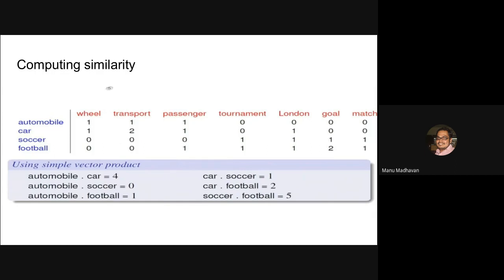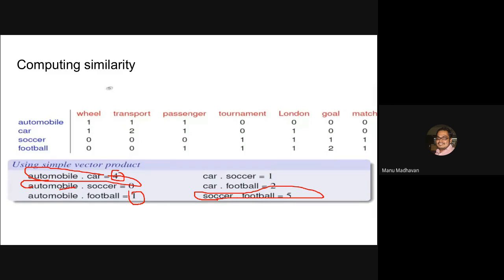Also using this representation, you can check how similar automobile and car are. You can just take the dot product and you will get 4. So they are very similar. Automobile and soccer, its dot product is 0. That means they are very dissimilar, so their similarity score is very low. Automobile and football have only a small similarity compared to automobile and car. So automobile and car are very similar compared to automobile and football, and soccer and football are very similar. So this kind of similarity can be computed once we have this vector representation.